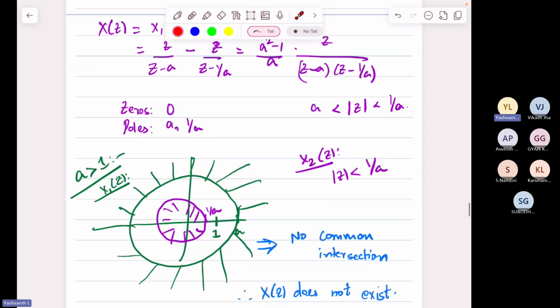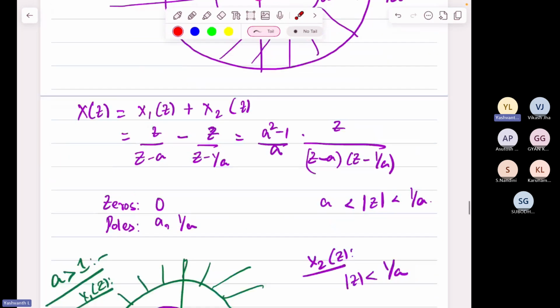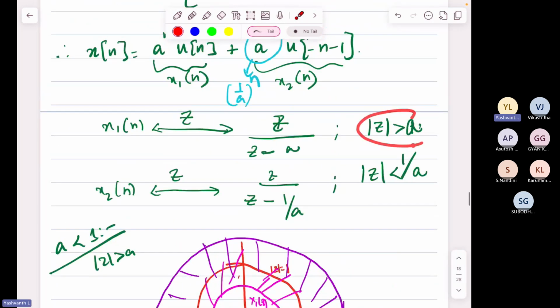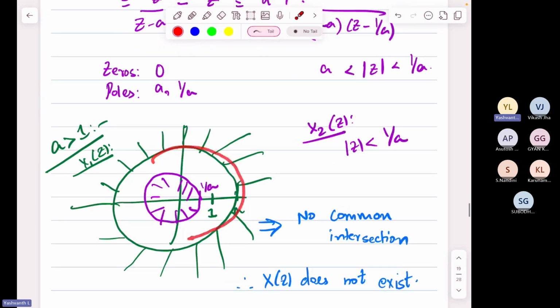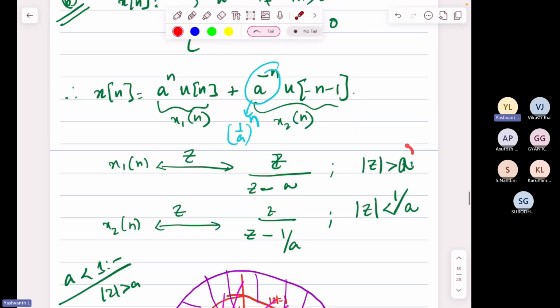Now, when a is greater than 1, your mod z equal to a circle will be outside the unit circle, and 1 by a will be less than 1, so that will be inside the unit circle. And basically, the first equation says that mod z should be greater than a. The second equation says that mod z should be less than 1 by a.